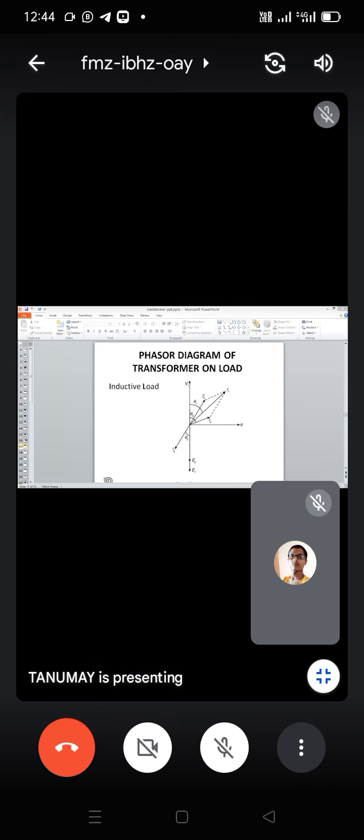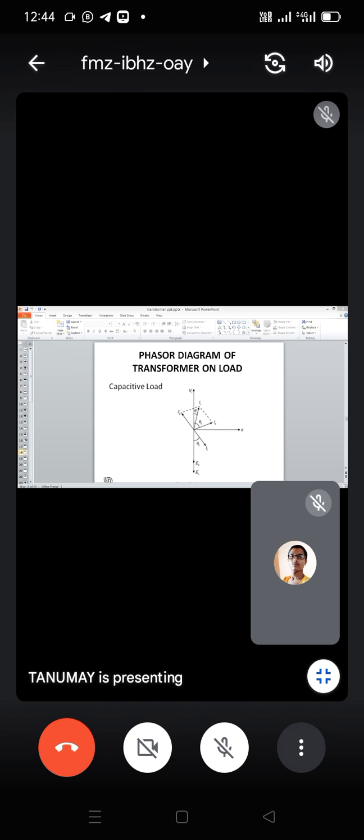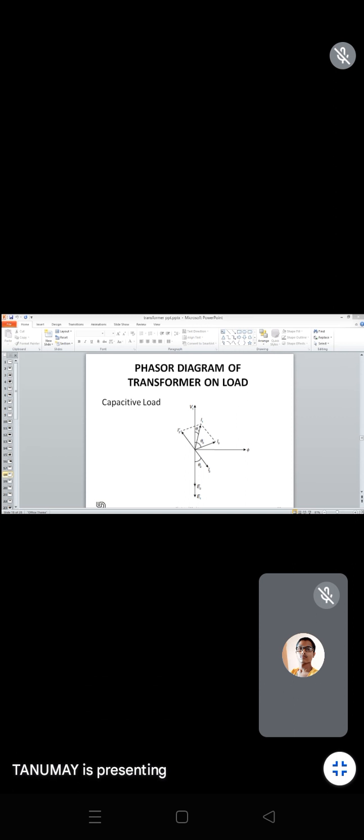Similarly, this is the direction of V1, this is the direction of phi. Similarly, this is the direction of E2 and E1, like the inductive type circuit. Now in the second case, this load is of capacitive type. So you know, in case of capacitive type load, current will try to lead the supply voltage.